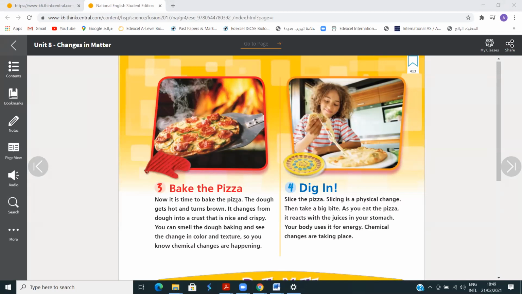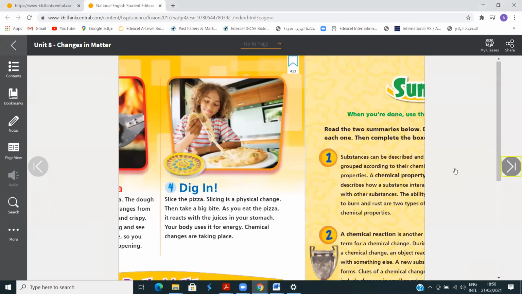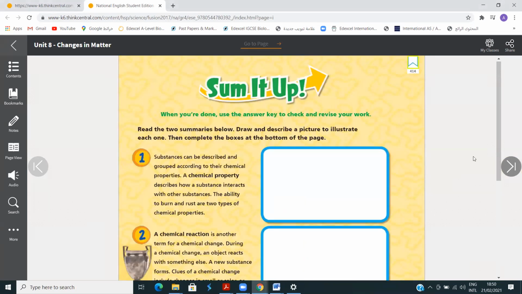The last image here: dig in. Slicing the pizza is physical, just a slicer. When you cut it, that is physical, but when you eat the pizza, it reacts with the juices in your stomach. This is chemical, inside your stomach. It will be a chemical change. All of them are examples. This question is solved, no problem.